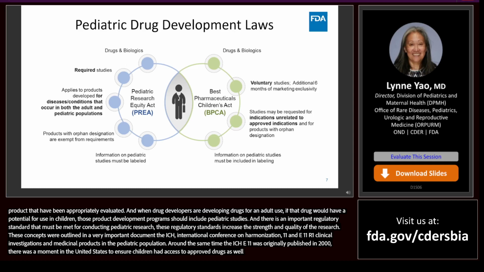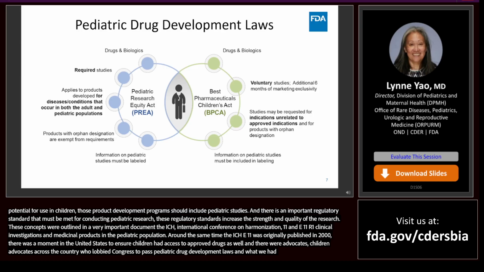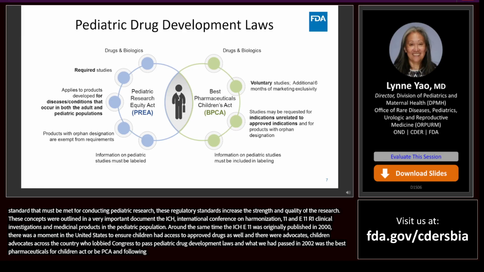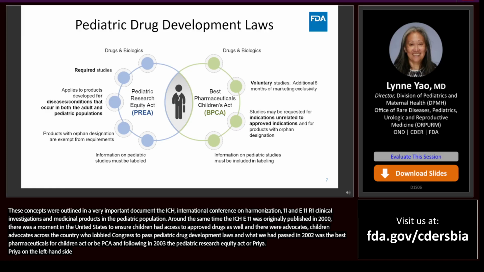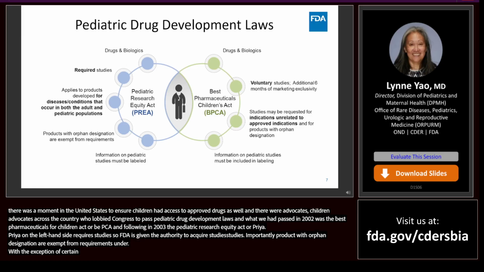And what we had passed in 2002 was the Best Pharmaceuticals for Children Act, or BPCA, and then shortly following in 2003, the Pediatric Research Equity Act, or PREA. PREA, as you can see on the left-hand side, requires studies. So FDA is given the authority to require studies under certain circumstances for diseases or conditions that occur both in adult and pediatric populations. Now, importantly, products with orphan designation are exempt from requirements under PREA with the exception of certain pediatric cancer drugs, and information from those studies that are required by FDA must be labeled.